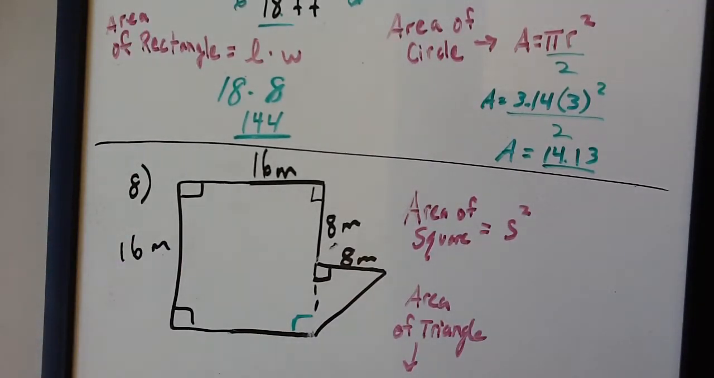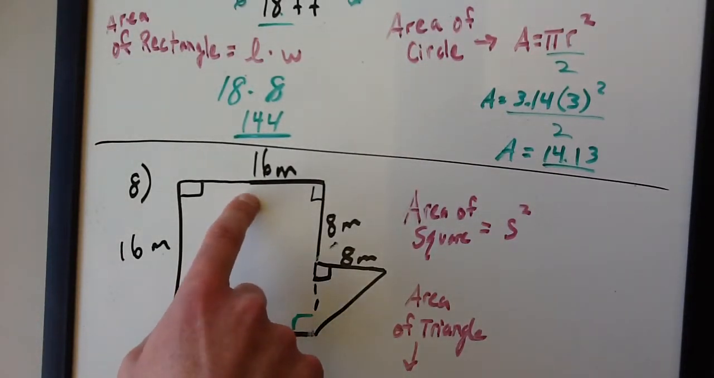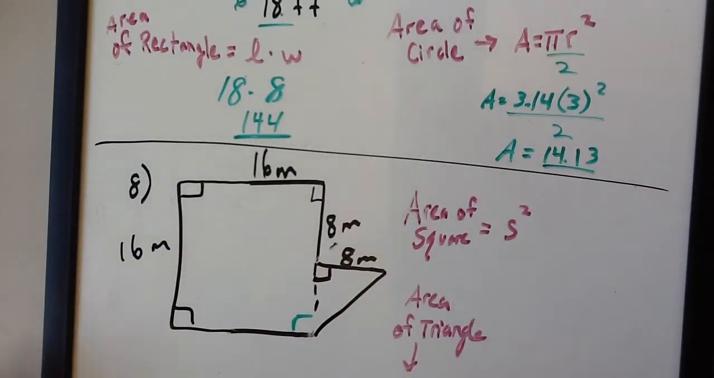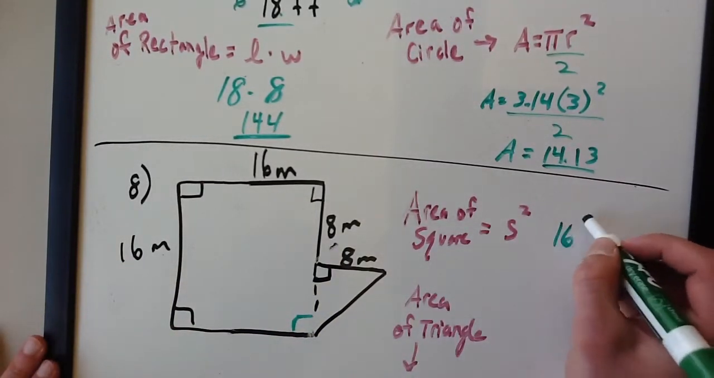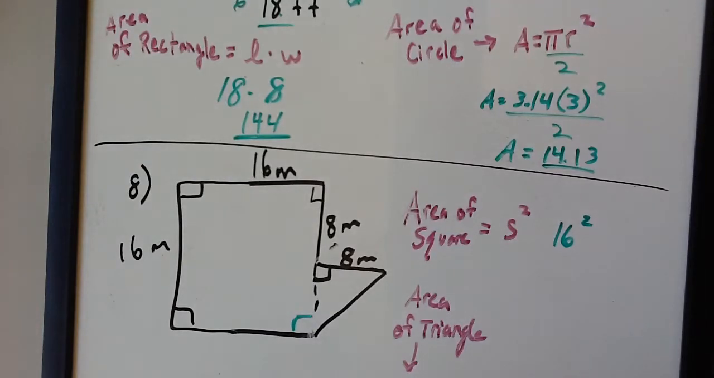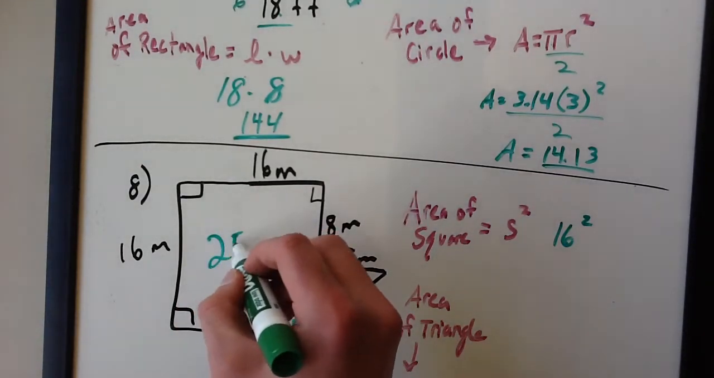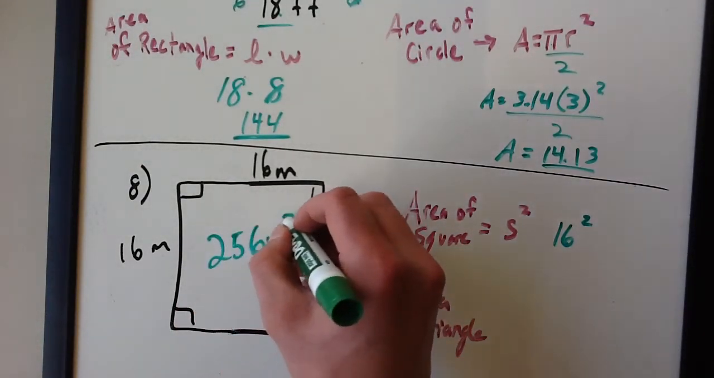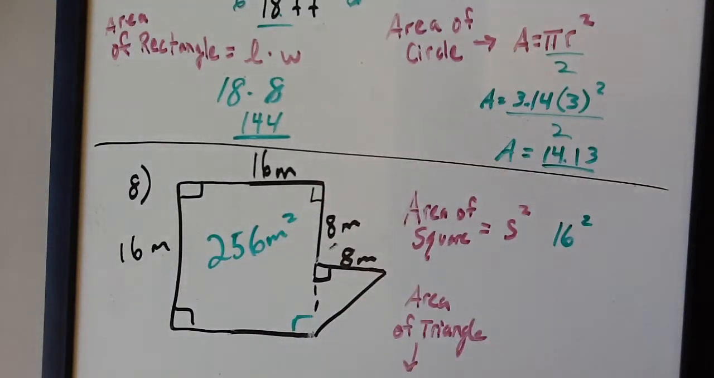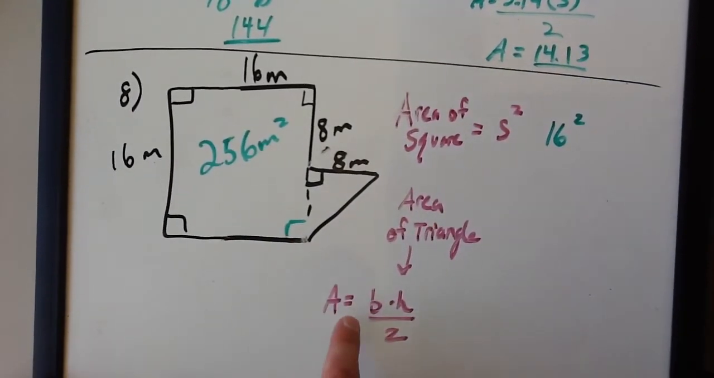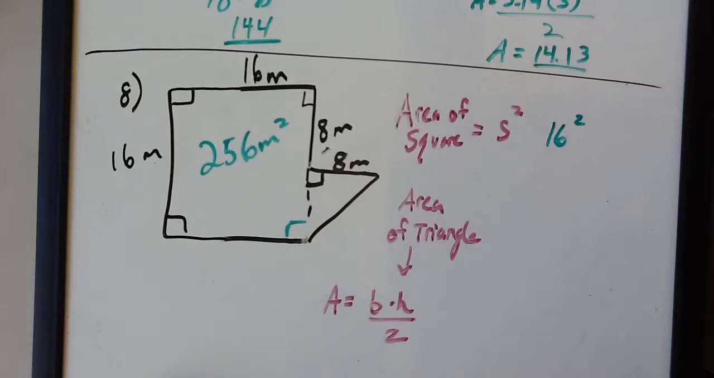So how do you find the area of a square? Well, you could say length times width, or just the side squared, right? 16 times 16 is 16 squared. So what is 16 times 16? That would be 256. Okay, so the area of my square is 256 square meters. Now I've got to find the area of this triangle. How do you find the area of a triangle? Well, remember, area of a triangle is base times height divided by 2. Or if you want to say 1/2 times base times height, it would be the same thing.